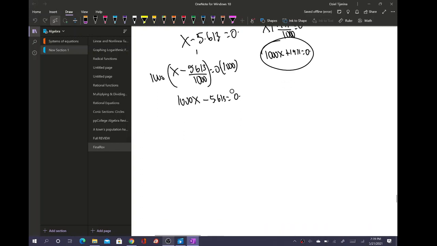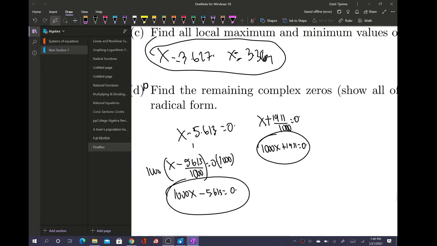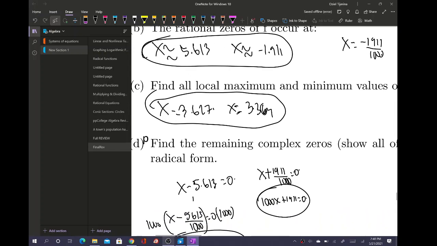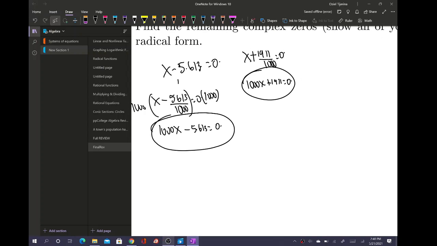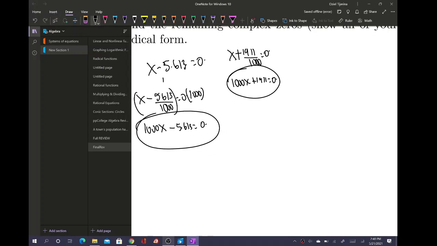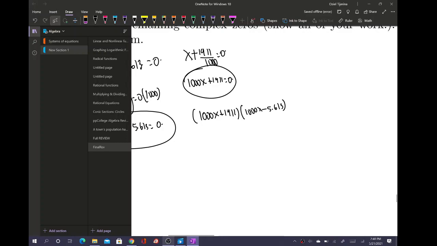Now, these are the two equations that we have here, where we found x is approximately 5.613 and x is approximately negative 1.911, right? So basically, what you want to do now is grab these two factors and multiply them. And of course, you can use a calculator to do this if you don't know, like, 1,000 times 1,000. That's why you have a graphing calculator to help you.